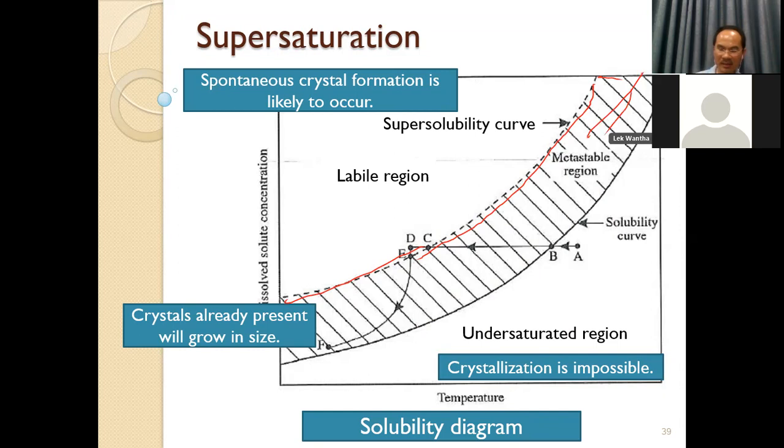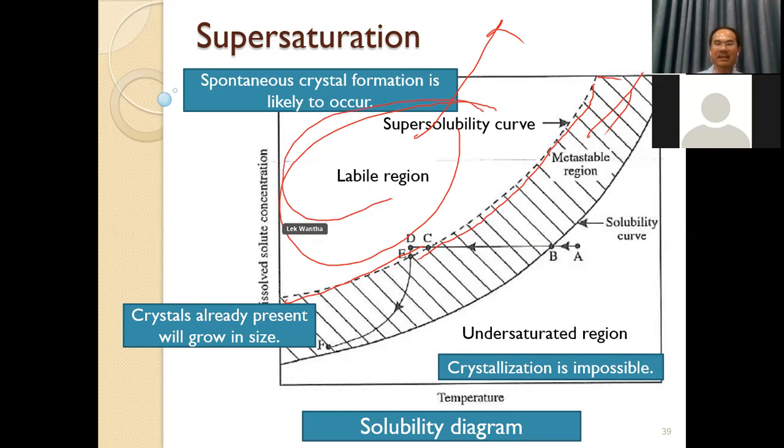If you operate in this region, you will get many sizes. The size is quite different. How to do that? You operate in this region first, and then you cut the size, and then you operate in this region while you feed the seed, something like this.